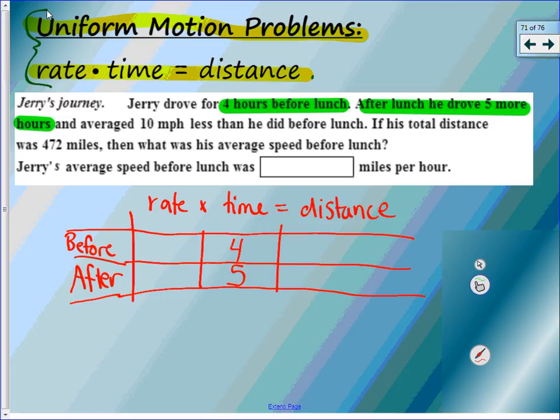I have to decide what I'm going to assign my x as. To decide that, I always look at what they want to know. They want to know what the average speed before lunch is. So I'm going to say the average speed before lunch, that's the average rate. So I'm going to call that x.